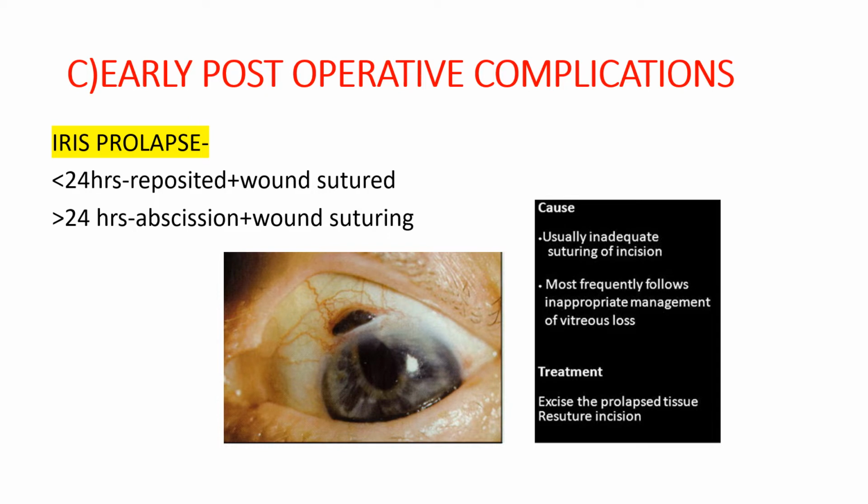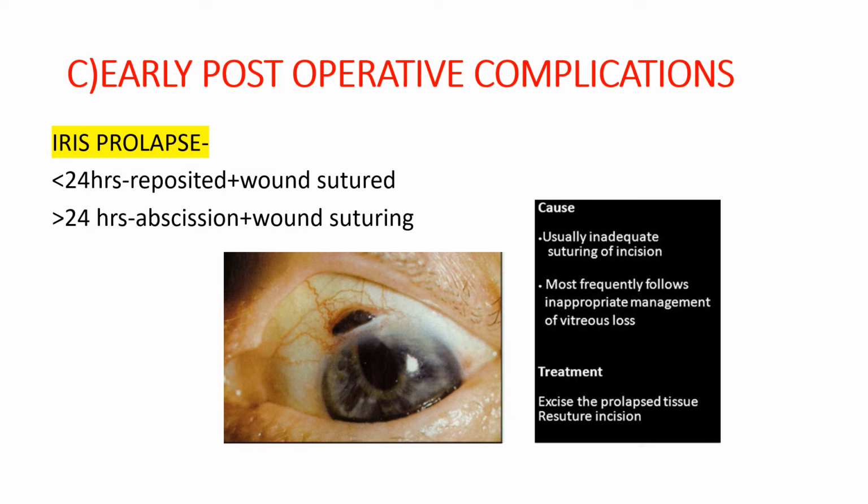Now this picture shows iris prolapse. You can see at the site of incision, there is a black tissue which is stuck here. This is the prolapsed iris. You can see the pupil which is updrawn. This is the iris prolapse picture. It usually happens when the suturing of the incision is inadequate. Most frequently, it follows inappropriate management of vitreous loss. Treatment is usually excision of the prolapsed tissue and resuturing the incision.